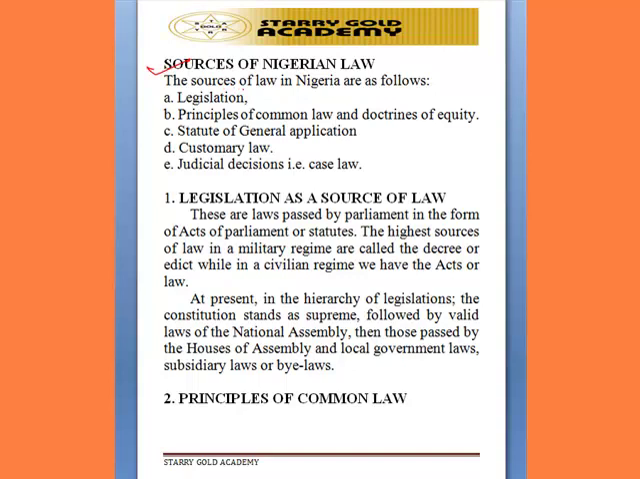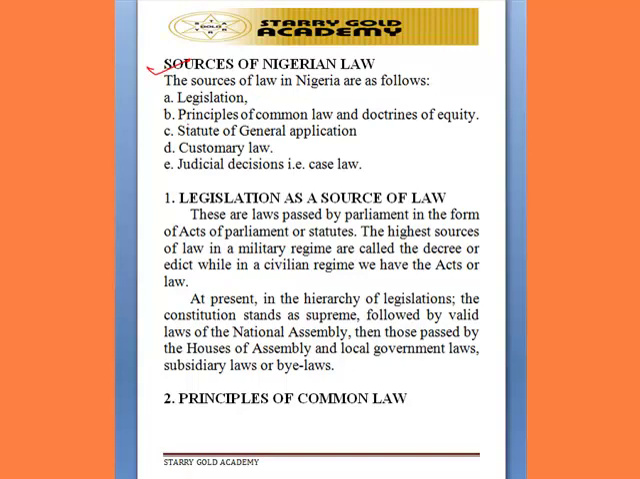Law as a rule has no one single accepted definition, but for the purpose of this study we will attempt a definition thus: law is a body of rules set down to regulate the conduct of people living in a particular society. Now, having had that as the background, we look at the sources of Nigerian law.